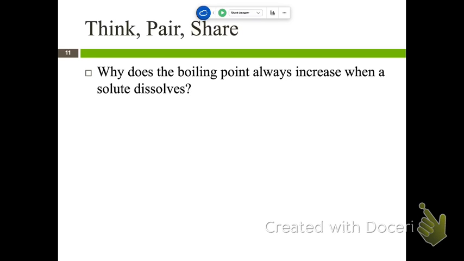It doesn't matter what the solute is. So check it out. We'll talk about van 't Hoff factor in a second, how that plays in here. Take a sodium ion, let's say one sodium chloride, right? One sodium ion, one chloride ion. Those are dissolved in water.